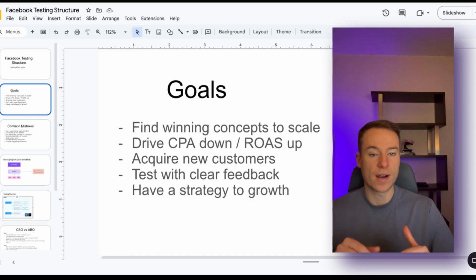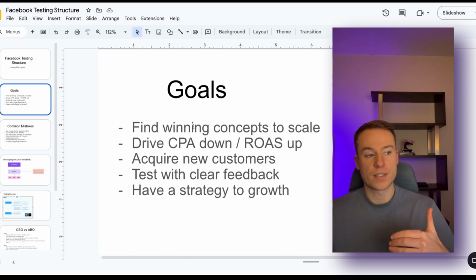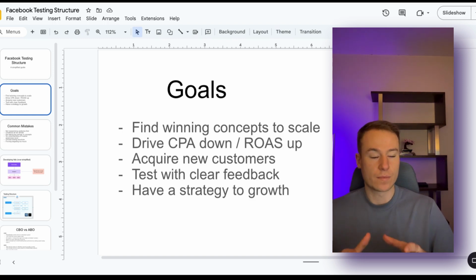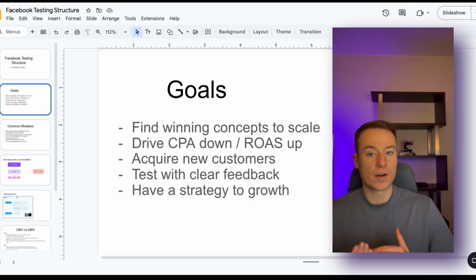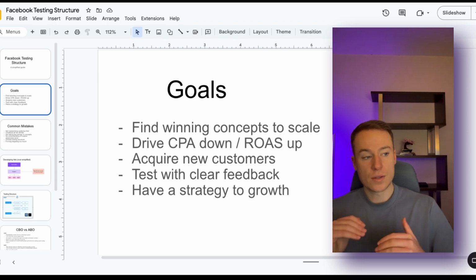The next one is to drive down that CPA or bring that return on ad spend up, depending on what your own North Star metrics are. The next one is actually acquiring new customers. You really want this ad spend to be focused on getting new people into your funnel and then converting them into paying customers. There shouldn't be too much money going towards retaining customers.